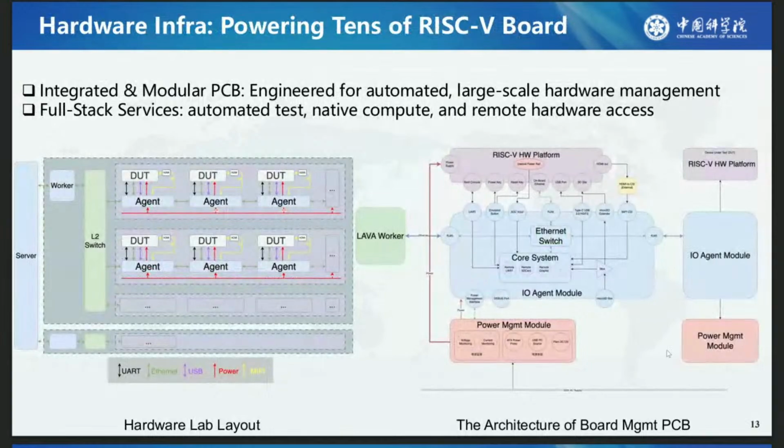So the last is the hardware infra. As RISC-V hardware is increasing sharply, how can we manage so many RISC-V test dev boards? We have designed a PCB to control all the boards simultaneously and to offer full-stack services like automated test, native compute, as well as remote hardware access. And I would like to say that the controller of this PCB is also RISC-V. That is interesting. And for more information, you can refer to the Chinese summit this year, next month.